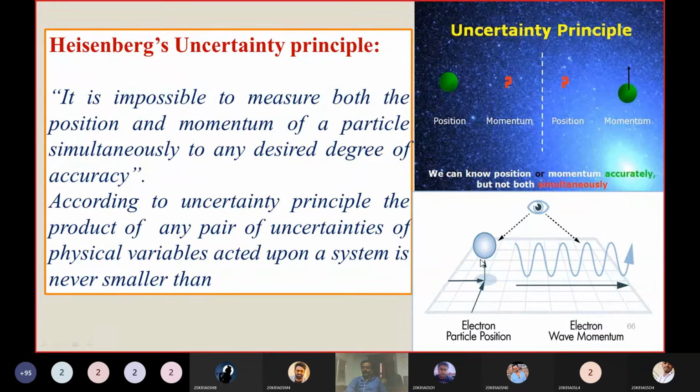So here an electron will be there. While it is moving, the electron is associated with a wave. So we cannot say in which particular position it will be, whether here or here. Somewhere the electron will be present. We cannot say the exact position of the electron.